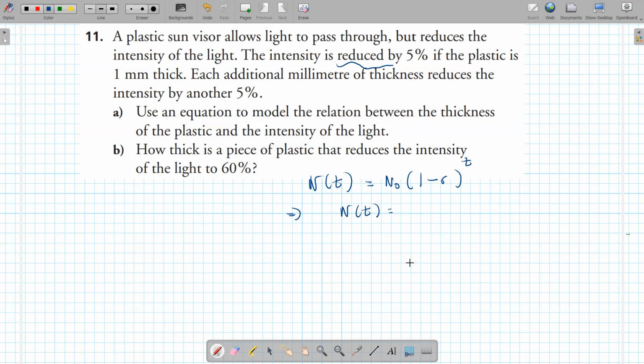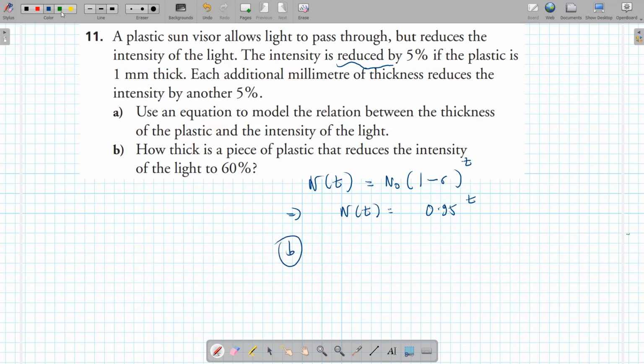It's 100, right? So that's 1 times 1 minus the rate, which is 0.05. So 1 minus 0.05 is 0.95. So this is the equation. This is the answer to part A.